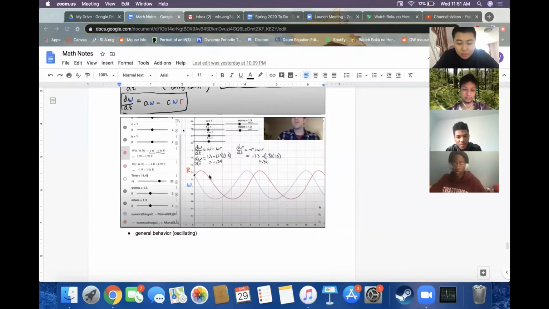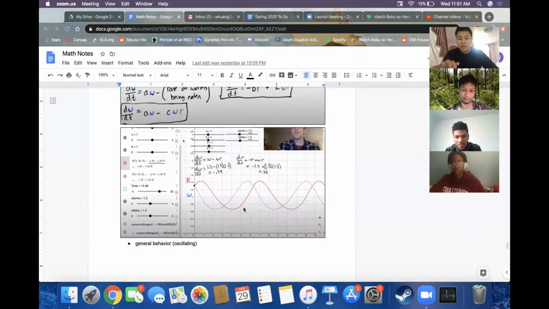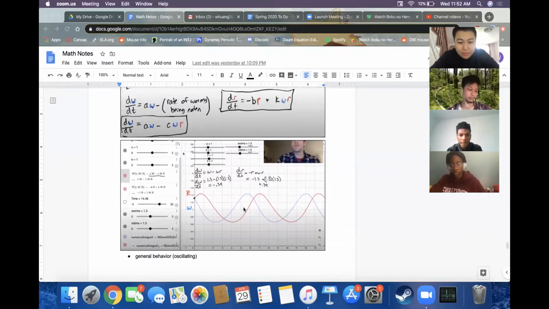So this is the general behavior where both functions will oscillate, but each of them has a slight horizontal shift compared to the other. So when there are a lot of worms, the robin population goes up, but as the robins eat the worms, there's less worms for the robins. So as the worm population decreases, the robin population also decreases. But because the robin population decreases, more worms are able to grow, and then that goes up again. So this is the general behavior.